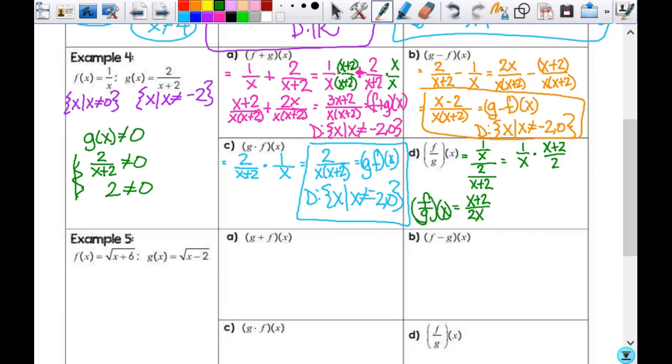And can I reduce that at all? Nope. So my domain is x such that x cannot equal negative 2 or 0.